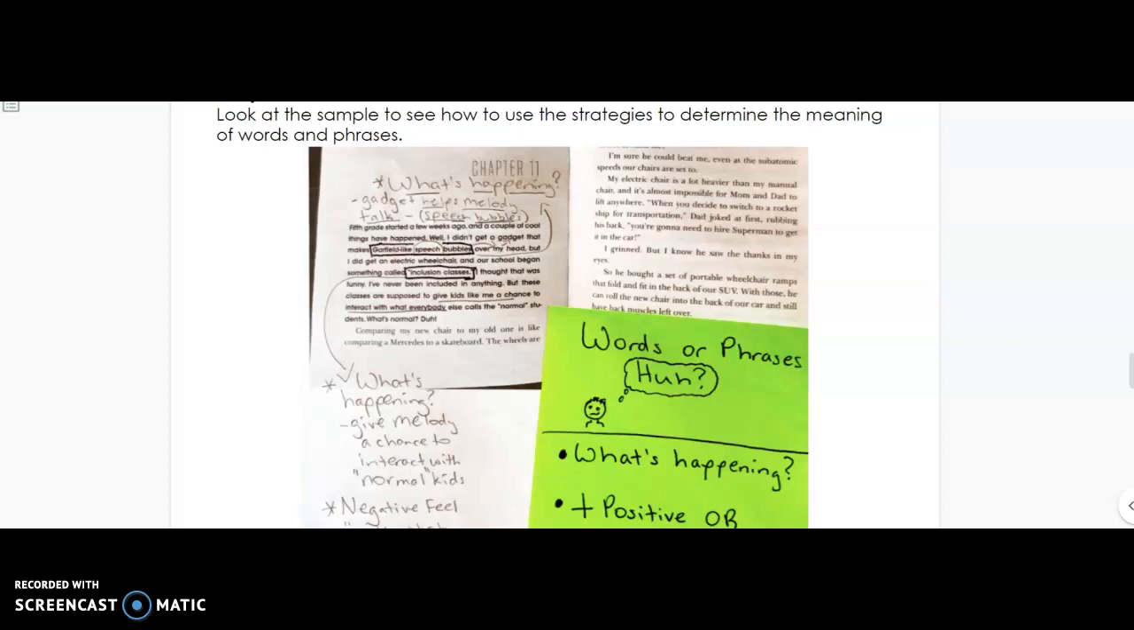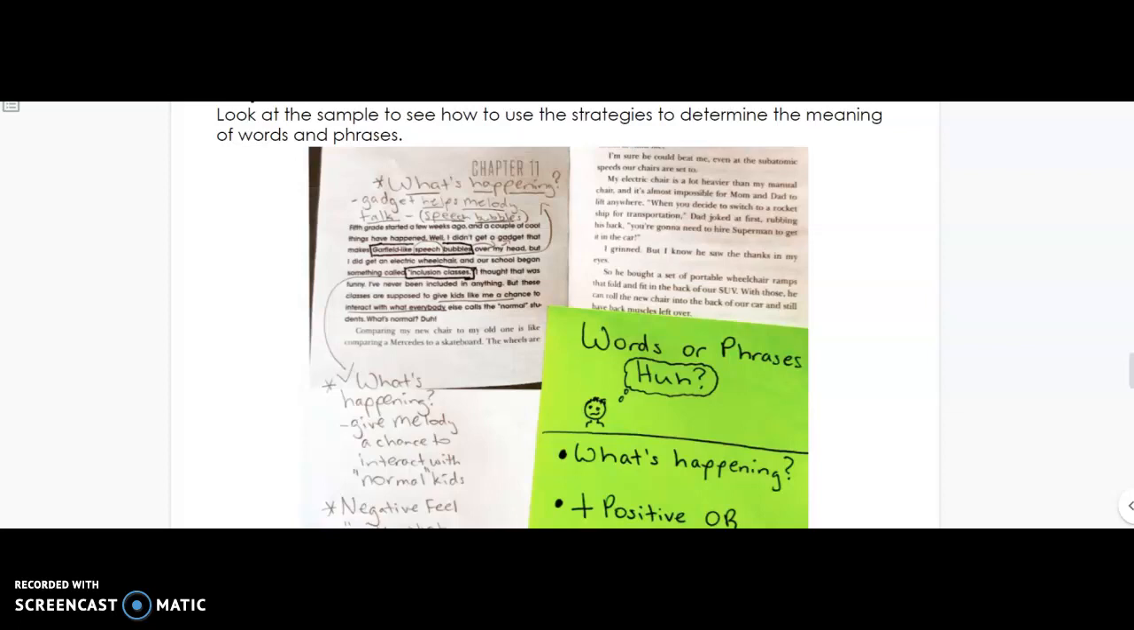Today we are going to look at strategies to help us determine the meaning of words and phrases. So I have one of my favorite books here. Some of us have read it, some of us have not. That's okay if you haven't, because you can still use the strategy in any type of text, fiction or nonfiction. This book is Out of My Mind, if you have read it.